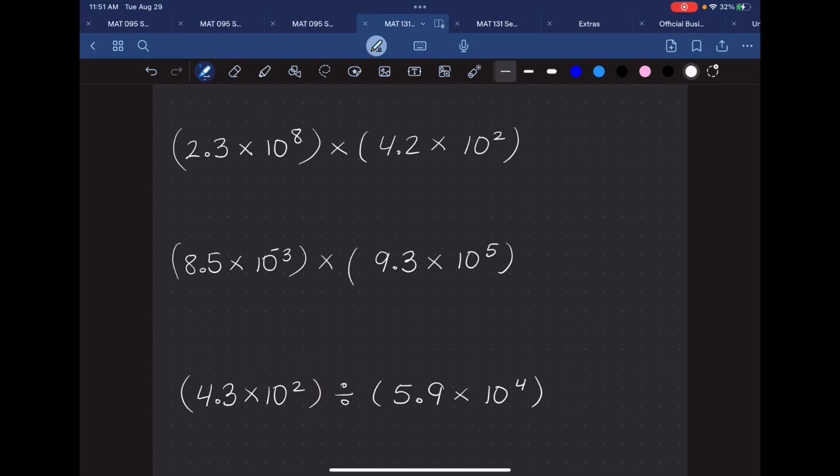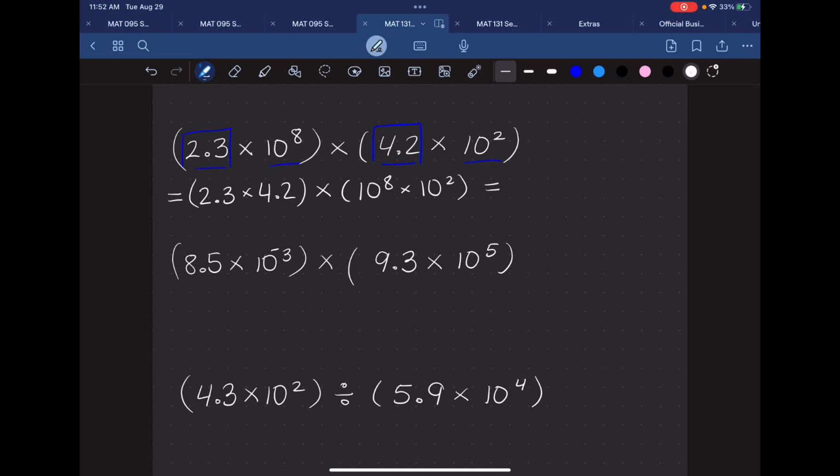notice we have 2.3 times 10^8 times 4.2 times 10^2 is essentially what we're looking at. And so we're going to multiply these first pieces together. So we're going to group those together. And then we'll multiply our 10 to the 8 and 10 squared. So we've got, this is equal to, we'll take 2.3 times 4.2, and then we'll multiply by 10 to the 8 times 10 squared. And so the first part you'll just type into your calculator.